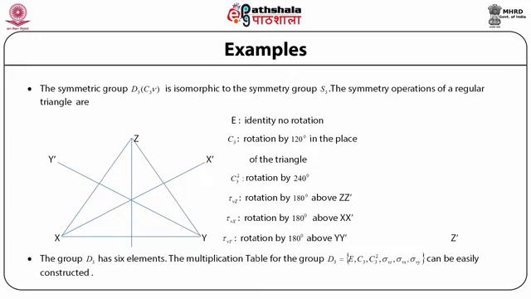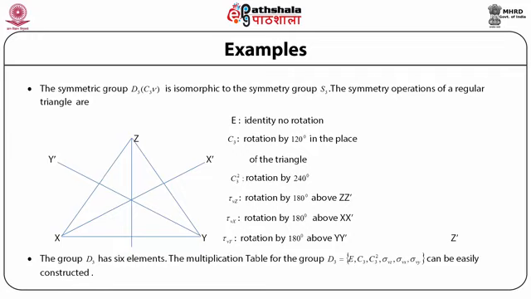Let us first look at the symmetry operations of a regular triangle. So we consider XYZ to be a regular triangle. Obviously, one symmetry operation is the identity operation, which does nothing to the triangle. Another operation is C3, a rotation of 120 degrees in the plane of the triangle. Suppose I consider an axis passing through the center of the triangle and rotate by 120 degrees. Because the triangle is a regular triangle, after rotation the triangle maintains its shape.